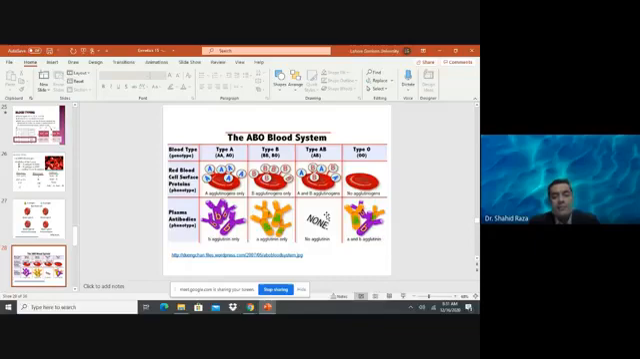So in this case, we can see here in case of blood type A, plasma antibodies will be B. In case of blood type B, plasma antibodies will be like A, and in case of blood type AB, plasma antibodies will be none. And in case of blood type O, plasma antibodies will be like A and B agglutinins.